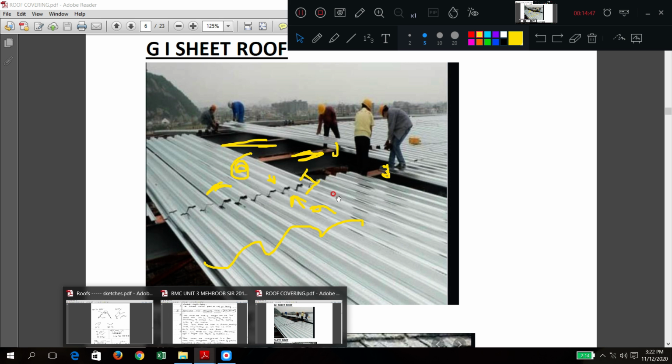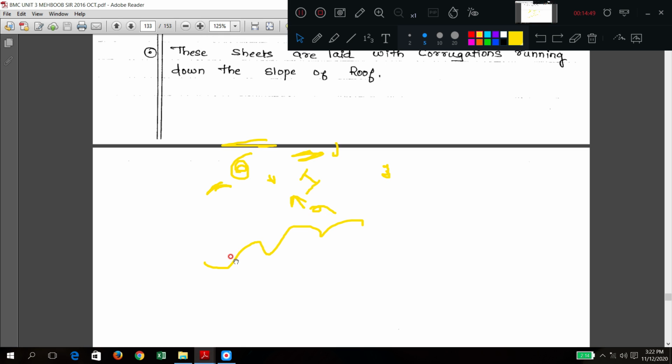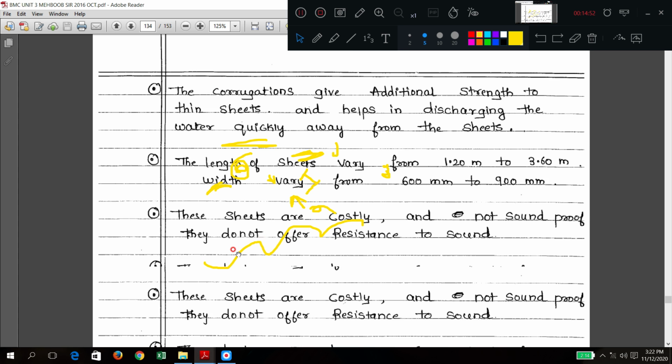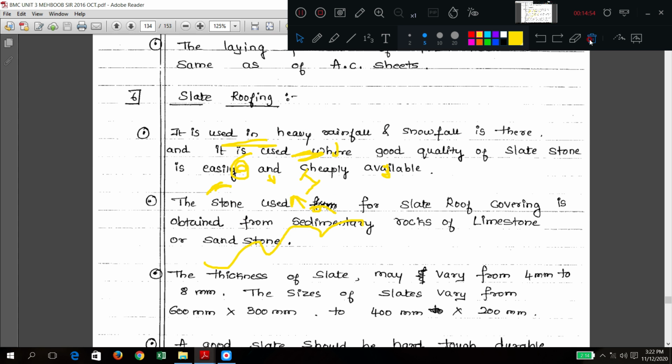Okay, I think it is very helpful for that one. Next we have discussed what? Slate. I think it is a slate roof. Slate is nothing but one type of stone. That's all. It is one type of stone, slate roofing.